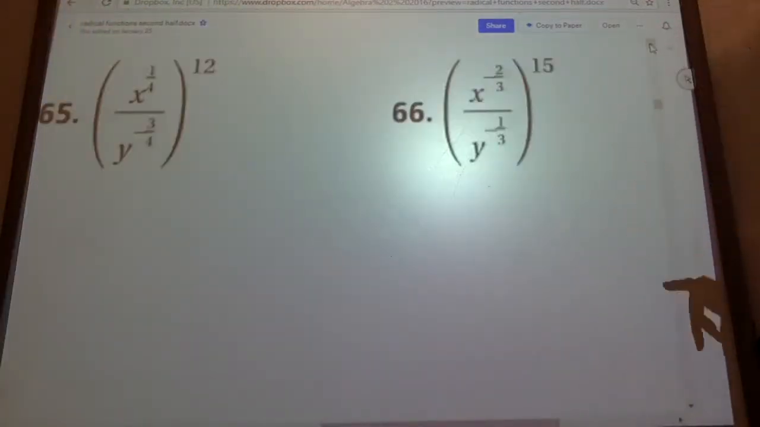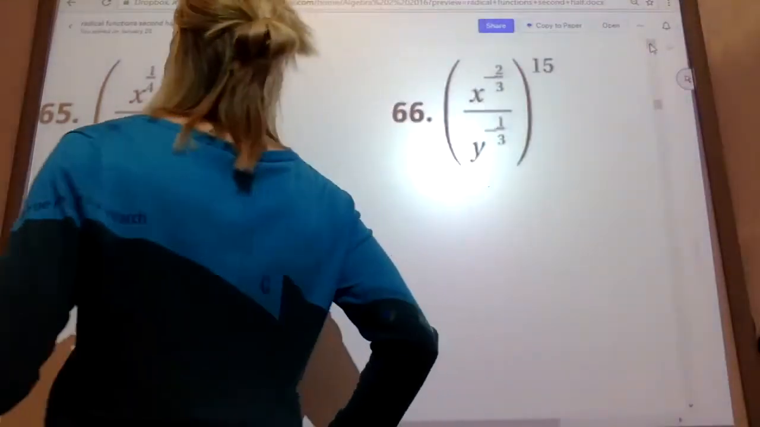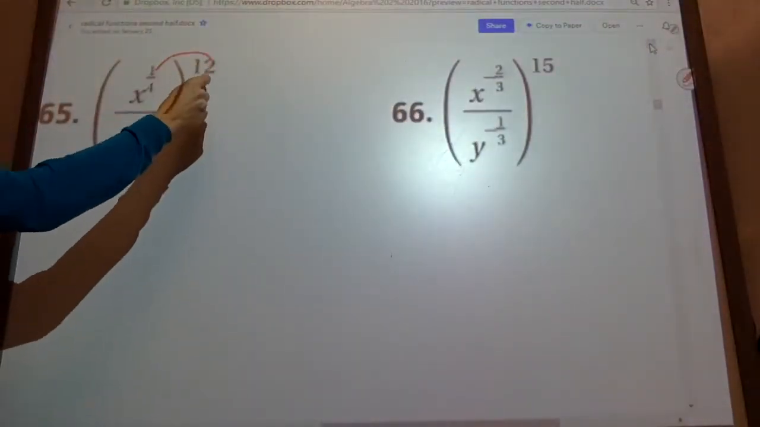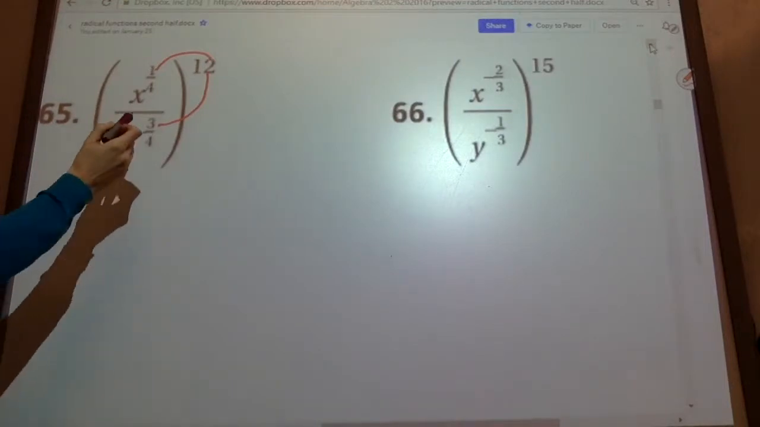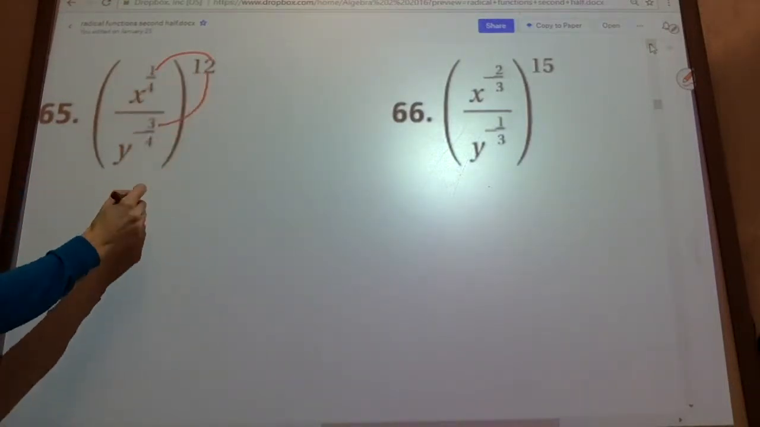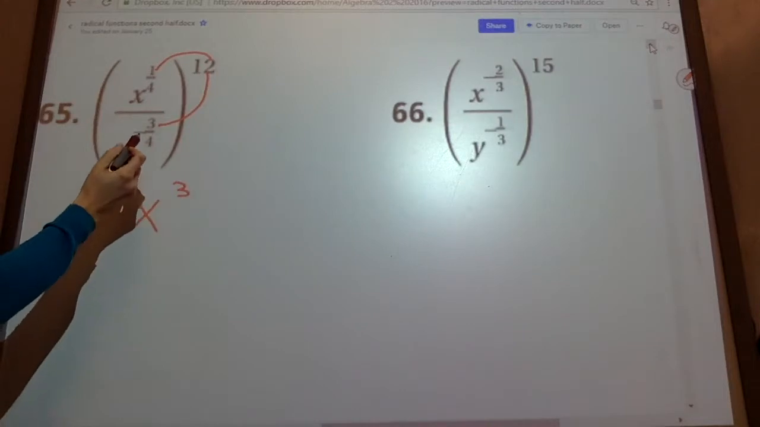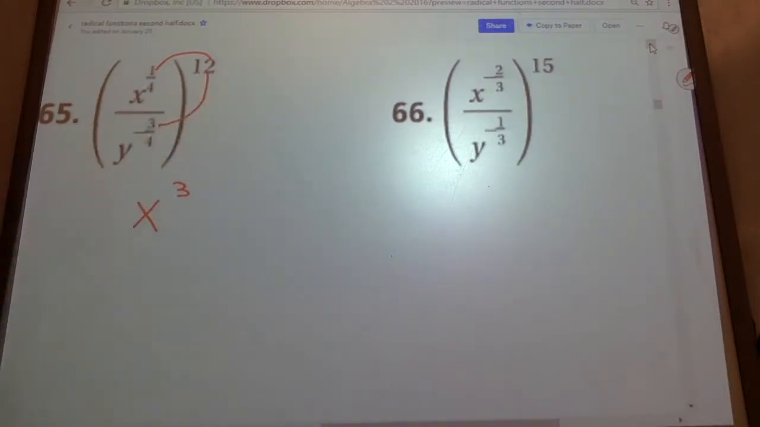If you divide and they're not same bases, you can't subtract, and you just have to take the 12 to each one. So what's 1/4 times 12? 3. What's -3/4 times 12?